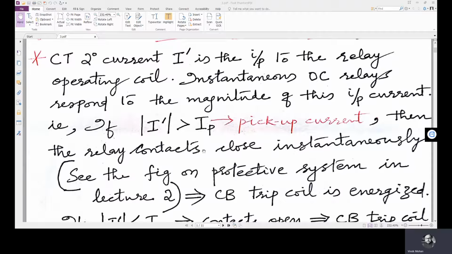That is why there are different types of overcurrent relays that we'll see, and based on what they are classified, that also we'll see.